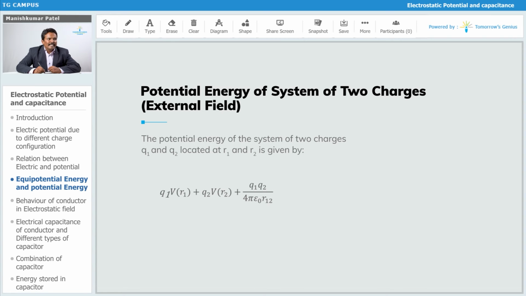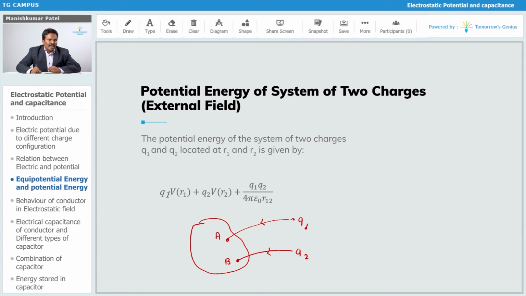Now we will see it for two charges. Assume this is the region in space, and I have to bring two charges q1 and q2 from infinity to their respective locations, for example A and B. At A and B, the potentials are respectively V of R1 and V of R2. I will do it one by one. First I will bring the charge q1.